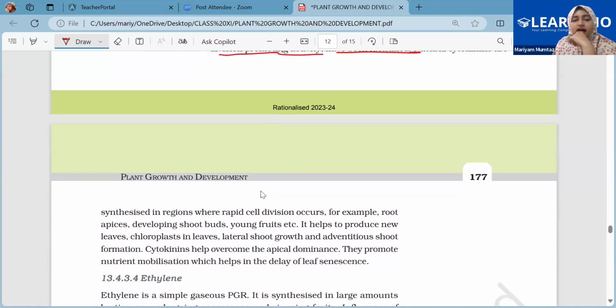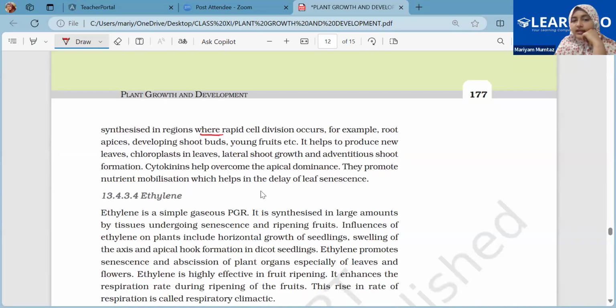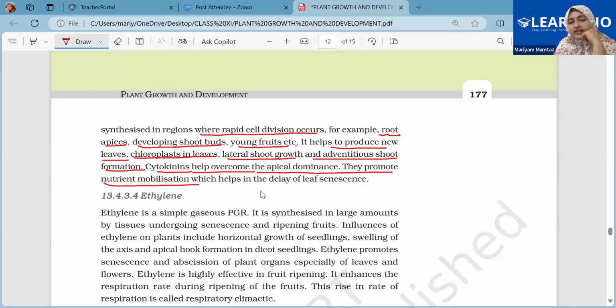Natural cytokinins are synthesized in the regions where rapid cell division occurs, for example, the root apices, developing shoot buds, young fruits, etc. It helps to produce new leaves, chloroplast in leaves, lateral shoot growth, and adventitious shoot formation. Cytokinins help overcome the apical dominance. They promote nutrient mobilization, which helps in the delay of senescence. Again, this is also delaying the senescence aspect.